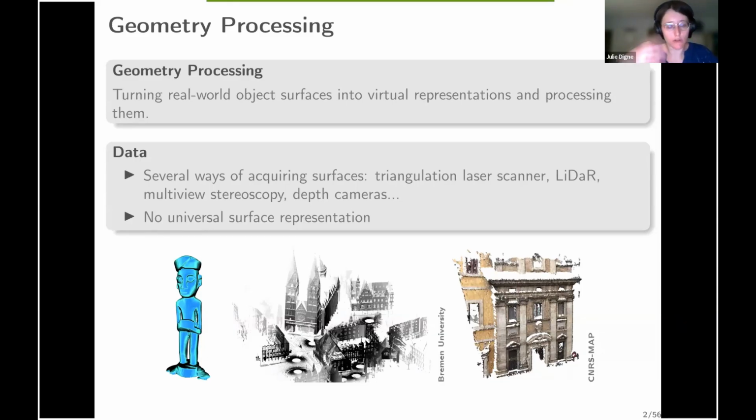And so not only is there such a diverse way of acquiring surfaces, there's also the issue that there is no universal way of representing a surface. You can think of reconstructing a mesh, you can think of considering only the point set, you can do some Bezier reconstruction, NURBS reconstruction, but all of these types of surface representations are different, and it's not an easy problem to deal with all these types of representations.